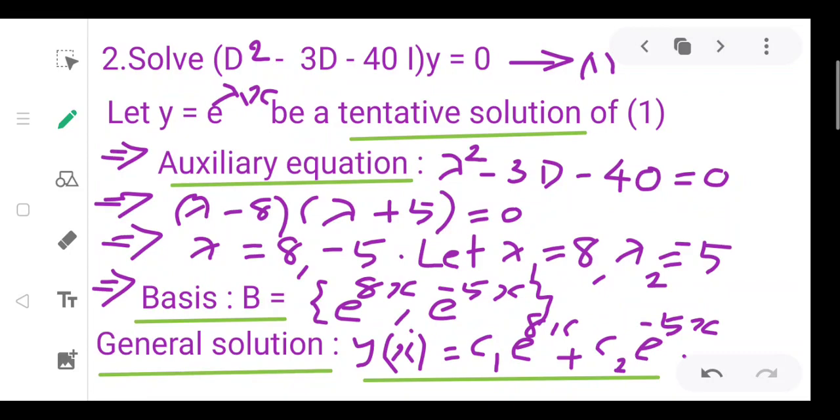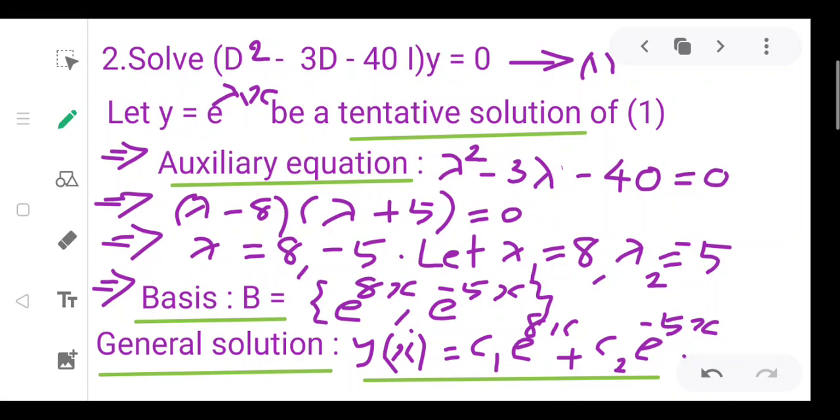So as before, we choose the tentative solution as y is equal to e raised to lambda x, and the corresponding auxiliary equation will be lambda square minus 3 lambda minus 40 equal to 0. Our corresponding solutions of this auxiliary equation, it can be factored like this. So lambda will be 8 and minus 5. You choose lambda 1 equal to 8, lambda 2 equal to minus 5.